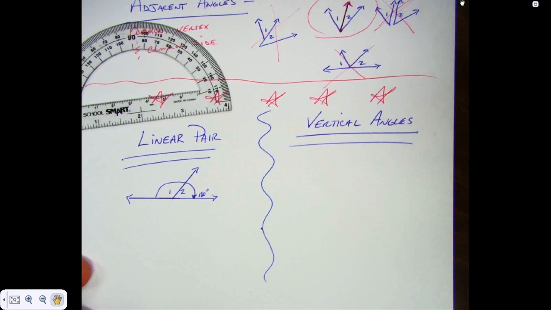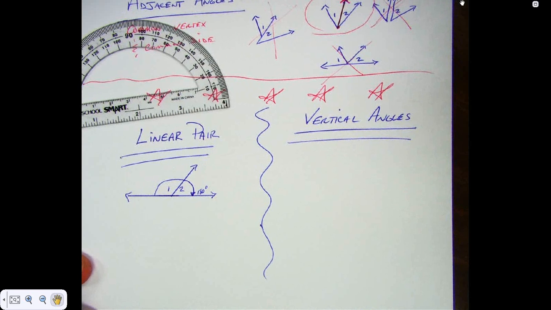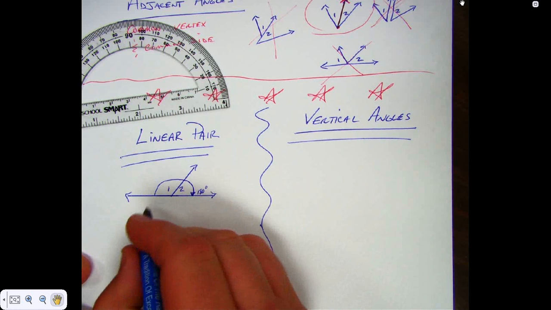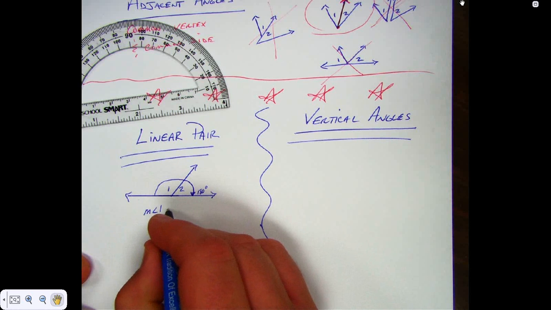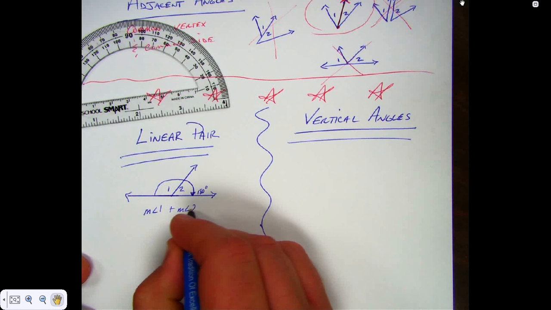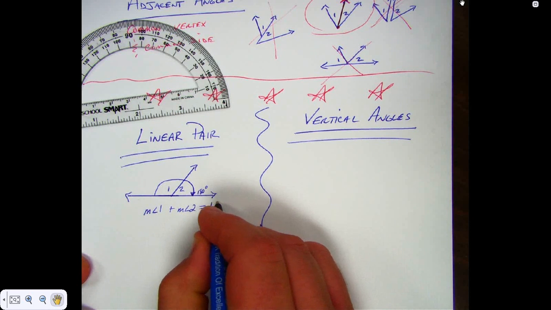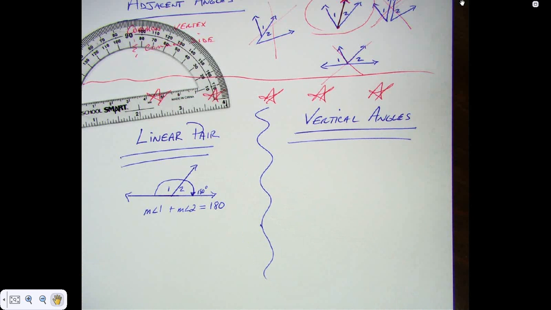That's what's so important. You can look at a picture. This is one of the things you can look at a picture and know. If they make a straight line, then you know here that the measure of angle 1 plus the measure of angle 2 has to equal what? 180 degrees. You say, oh, that's not that hard, that's not that big.